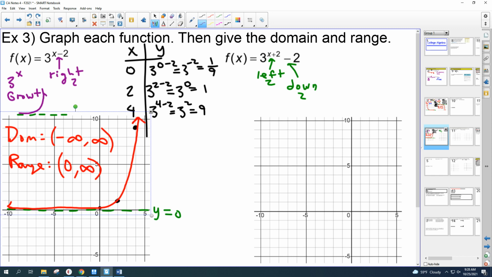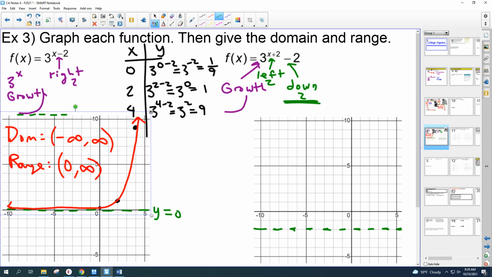You've done them before in multiple different classes. I can still see that this is a growth problem, so I know it's going to look like this. I just know that it's also shifted left 2 and down 2. If it's shifted down 2, that does something special. It does something weird to my asymptote. Instead of an asymptote at 0, like all of the others, everything is getting shifted down 2, so your asymptote gets shifted down 2 as well.